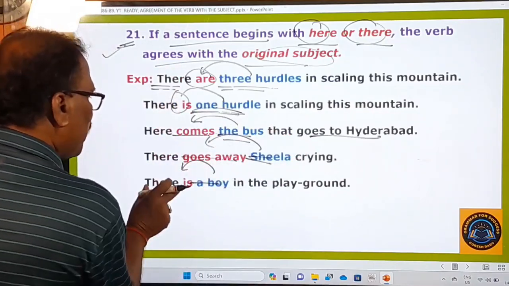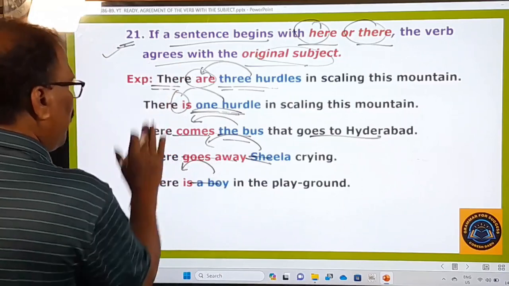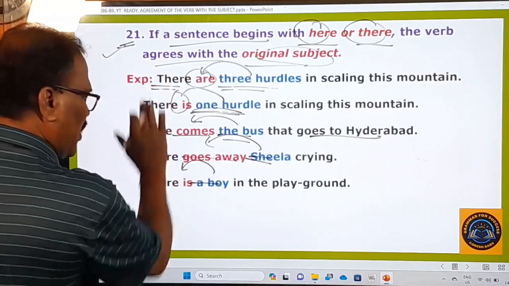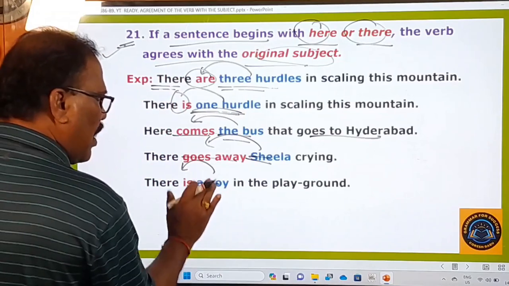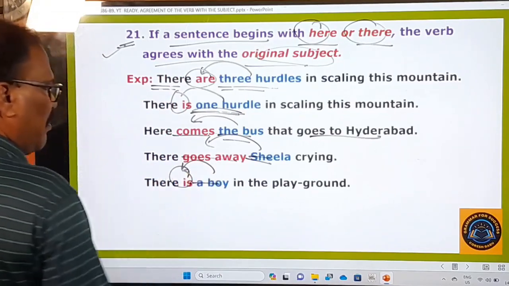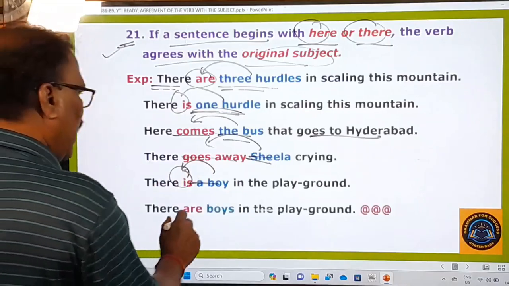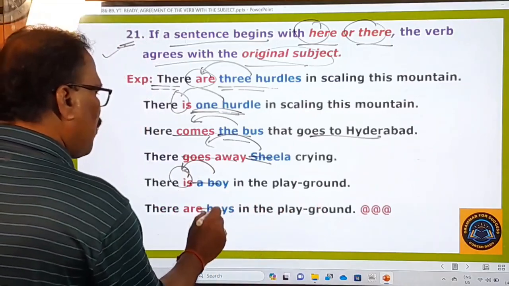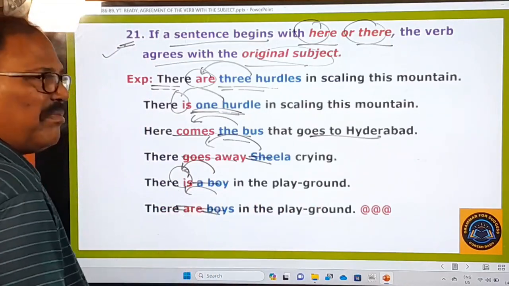And these adverbs are placed at the beginning. Only dummy subjects. Okay. They are not the subjects at all. Okay, this is the real subject. According to the subject, the verb is used here. A boy, singular, so a singular verb is used. And here, there are boys in the playground. Boys are plural, and therefore a plural verb is used.